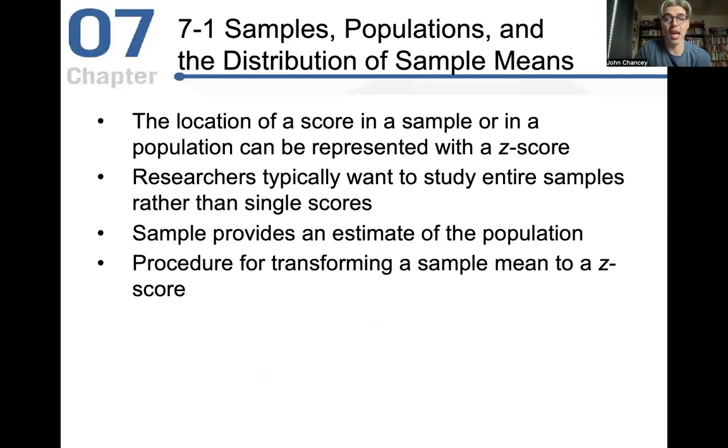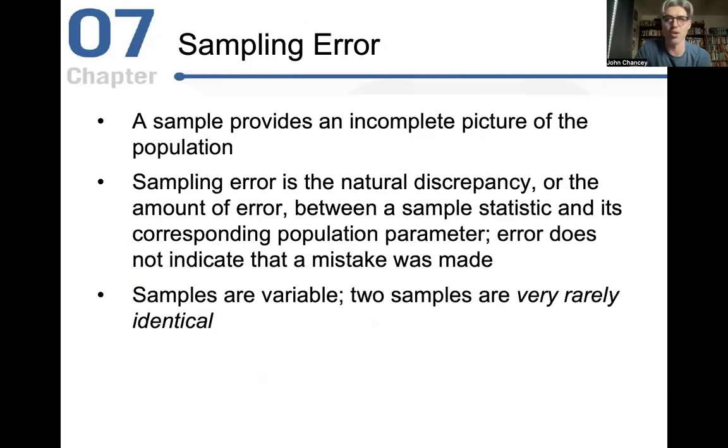And so we're going to be looking at a procedure of being able to transform our sample means into z-scores as well. We've transformed individual scores into z-scores. Now we can do the same thing with sample means. Really not asking us to do a whole lot more. We're going to be looking at this topic called sampling error, because remember, we're pulling samples from populations, and very rarely is it going to be identical. What we're going to have is some kind of naturally occurring discrepancy, or what we refer to as error, between our sample statistic and the population parameter.